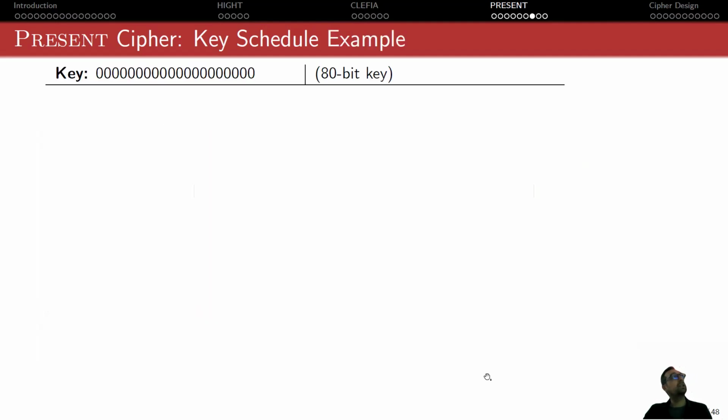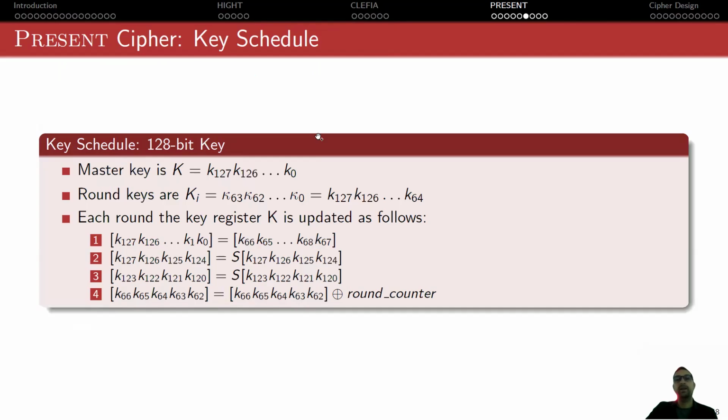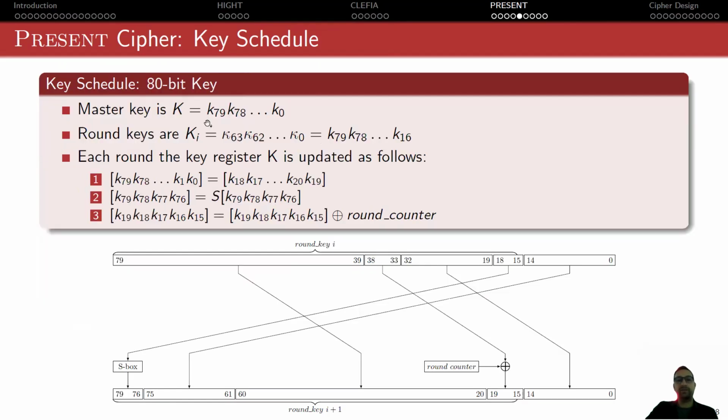Okay, so here's an example. This is an example for what happens if you choose your master key as 80 zeros. This is in hexadecimal notation, so there are 20 zeros here. So in binary notation, this will be 80 zeros. Okay, so let's remember what this algorithm was like. So I put 80 zeros here. So my first round key will be 64 zeros on the left.